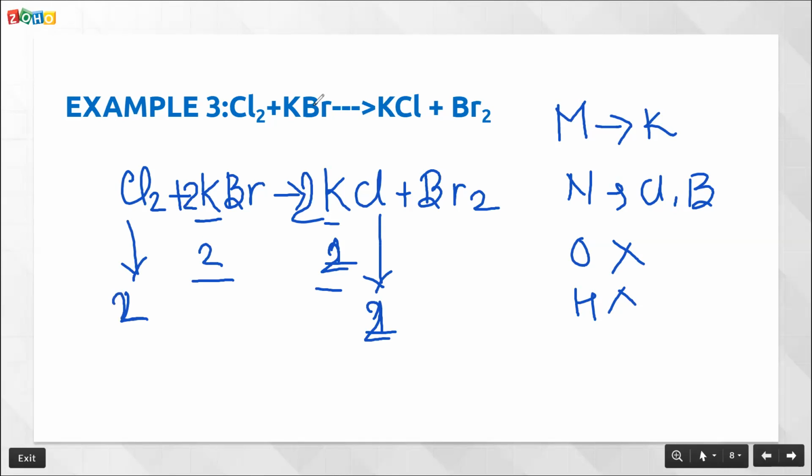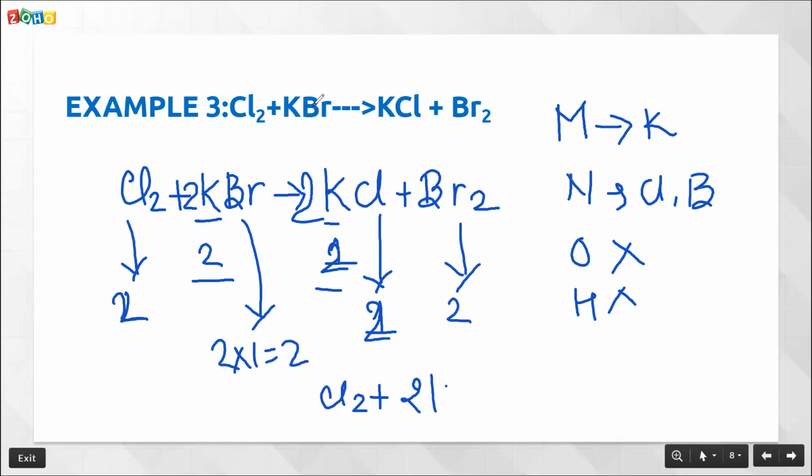It is balanced. Now move to bromine. In the reactant side we have 2 into 1, that is 2 bromine. The product side also we are having 2 bromine atoms. So the final balanced chemical equation is Cl2 plus 2KBr gives 2KCl plus Br2. So you can check out that balancing is easy if we follow the sequential steps of balancing the chemical equation.